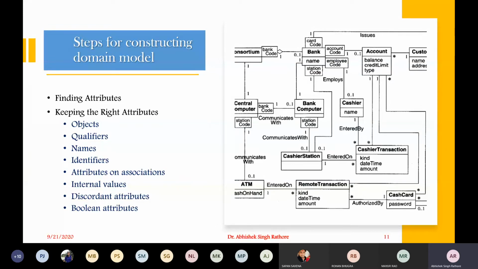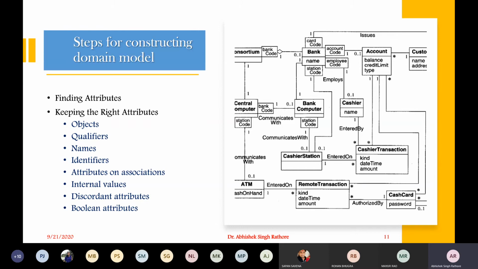Then we have the fine details. Again, these fine details are very minor attributes. Then we can discard all those fine details as well, because this is just a part of internal values.